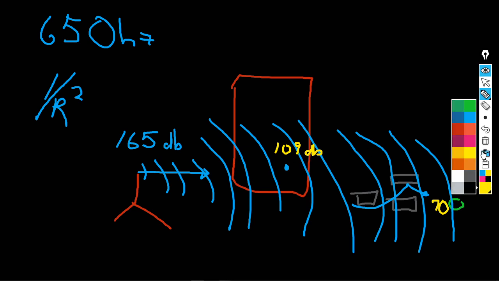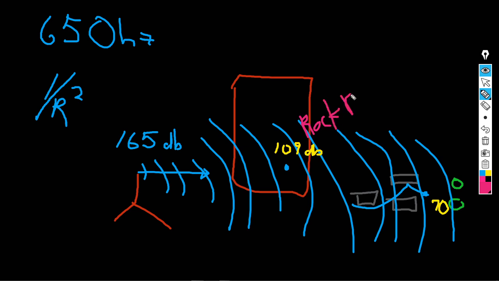Because on average, 109 decibels would be rock band sound. You know, that's around the same range as a jet engine or a rock band or anything like that. 70 decibels is starting to get around very loud normal talking, or maybe a small lawnmower or something like that.